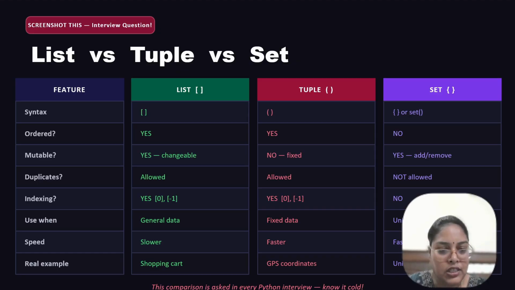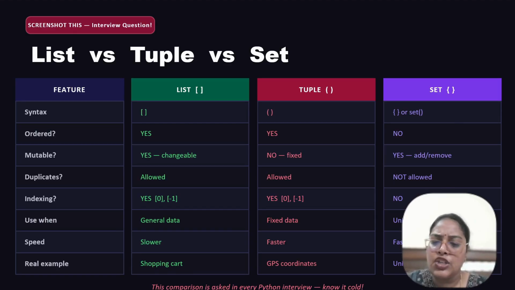Whereas tuple is fixed. A list will allow duplicates. Tuple also will allow duplicates, whereas set will not allow duplicates. List and tuples are positioned with the help of an index, whereas sets cannot do it. For general data we use list, for fixed data we use tuple, and for unique values only we use set. List is slow, tuple is fast, set is fast for search. Real examples: the shopping cart is for list, GPS coordinates for tuple, and unique visitors for set.